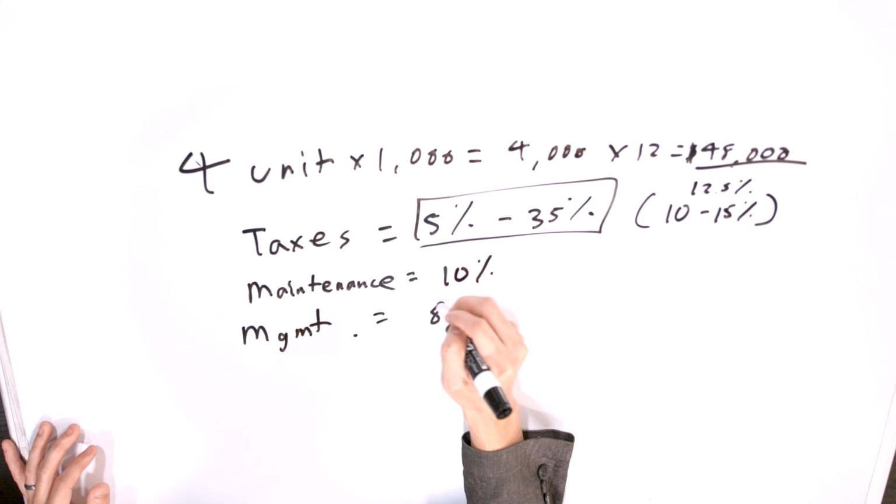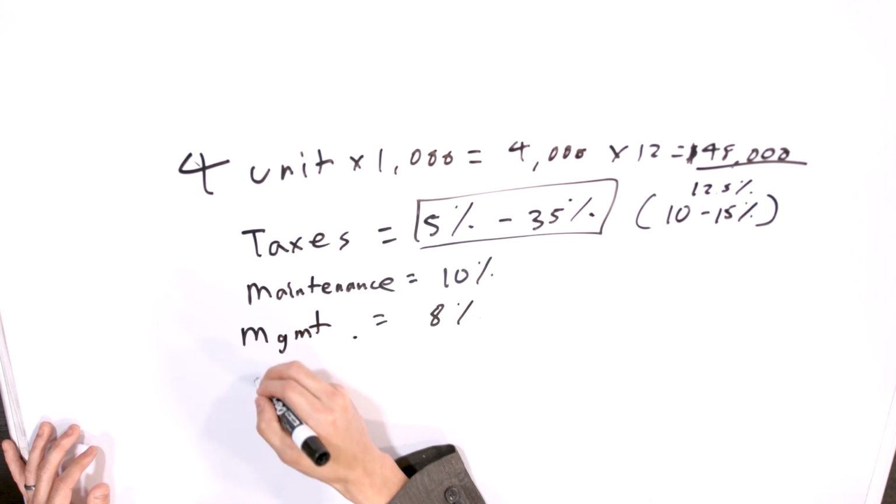Now let's move on to management. Now management can range, I've seen management costs as low as 5% all the way up to 15%. Now property managers obviously make money outside of their management fees, but of course that falls under different categories. But for today's example, I'm going to use 8%.